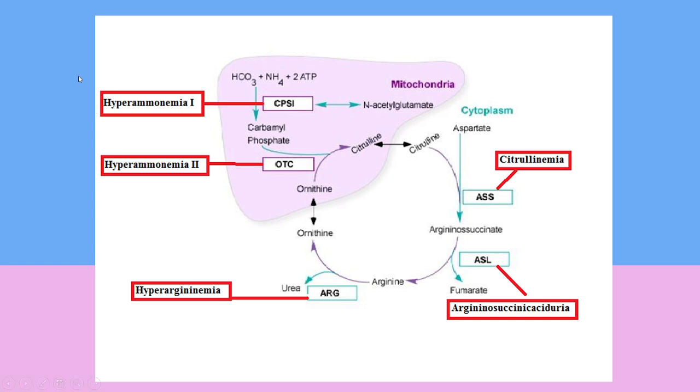We have, for example, deficiency of carbamoyl phosphate synthase 1, known as hyperammonemia type 1. Deficiency of ornithine transcarbamylase is known as hyperammonemia type 2. In both of them, there is high concentration of ammonia in the blood. There is citrullinemia, argininosuccinic aciduria, and hyperargininemia. So we have 5 conditions, or disorders, that can be related to the urea cycle. This is all.